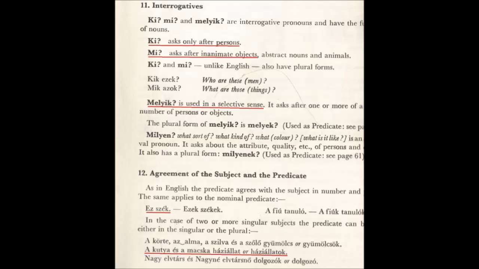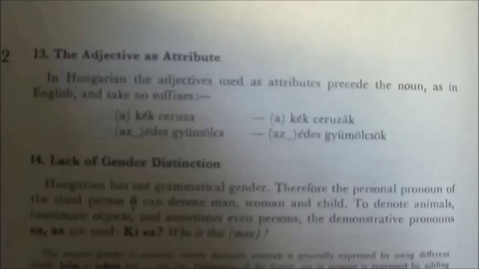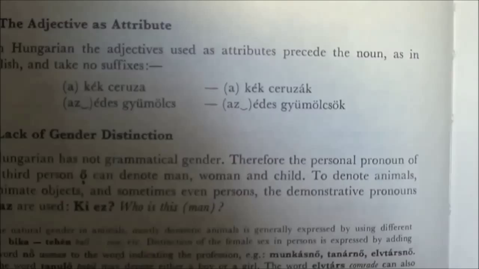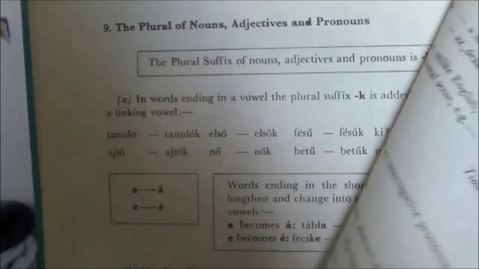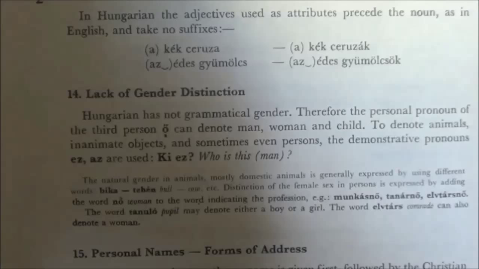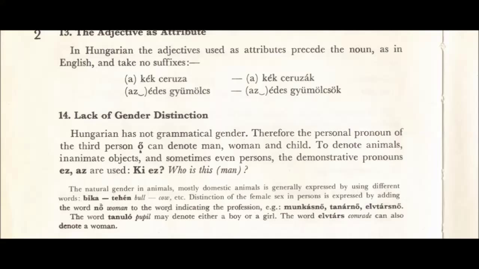Ez szék. Means chair. This is a chair. A kutya és a macska házi állat. The dog and the cat are pets, house animals. So you have the adjective. Where to put the adjective in a sentence? A kék ceruza, which means the blue pencil in English. A kék ceruzák. Ceruza. The blue pencils.